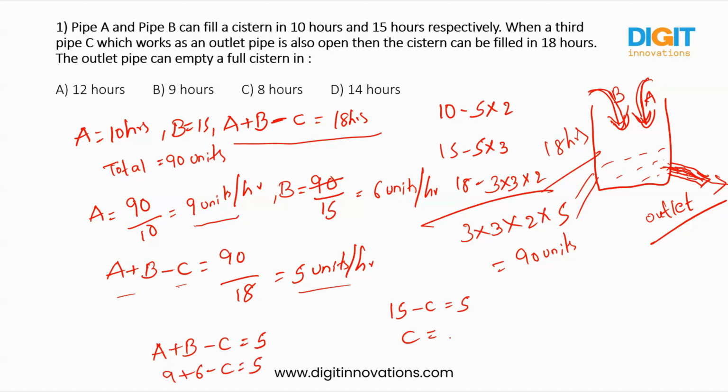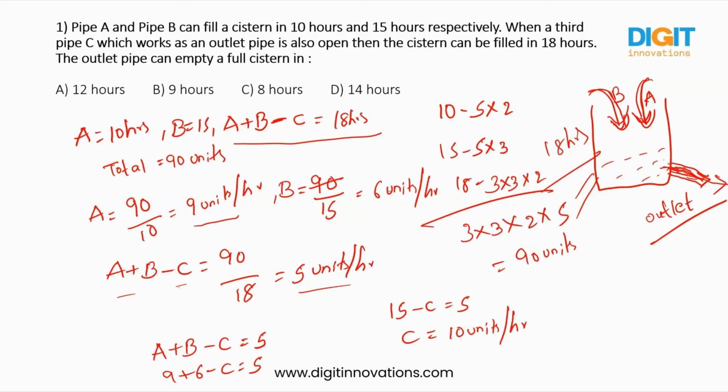So C is equal to 10 units per hour. The work is different when compared to A and B. A and B are going to fill, but when it comes to C, it's going to remove. But work is work. We cannot say they are different works.